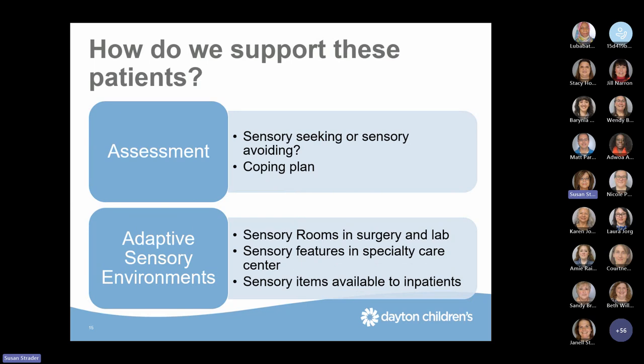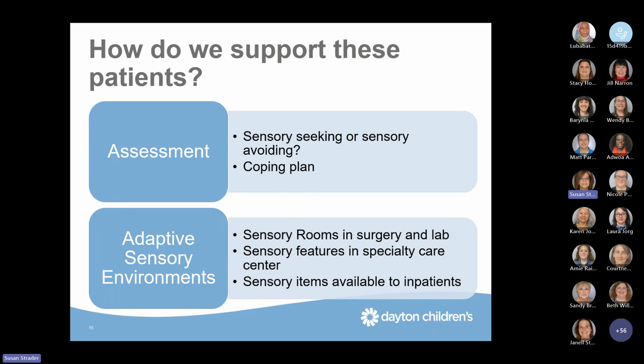So how do we support these patients? The first is assessment. Who is this child? What do they need? No two kids are the same. Every kid needs different support. Are they sensory seeking or sensory avoiding? I have one patient in particular who is very overwhelmed by sensory. So if she's stressed, you have to take away that sensory input. She puts her headphones on, mom will cover her eyes, and that's how she calms.